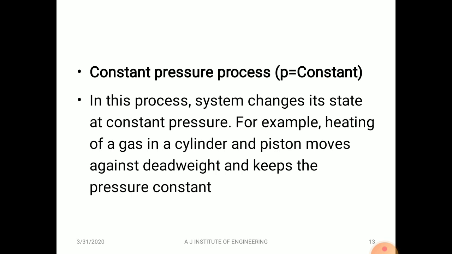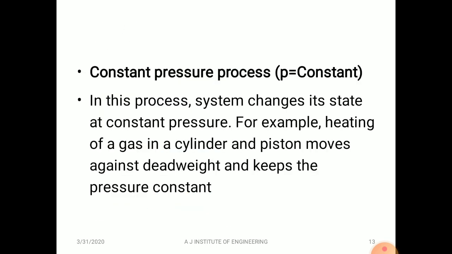Now the constant pressure process, P equal to constant, or isobaric process. This is similar to the constant volume process. Here pressure remains constant whereas other properties, namely volume and density, are going to change. So in this process the system changes its state at constant pressure. For example, heating of a gas in a cylinder where the piston moves against a dead weight and keeps the pressure constant. You can take gas inside a piston-cylinder arrangement. Upon heating, the gas expands and volume changes, maintaining pressure as constant.